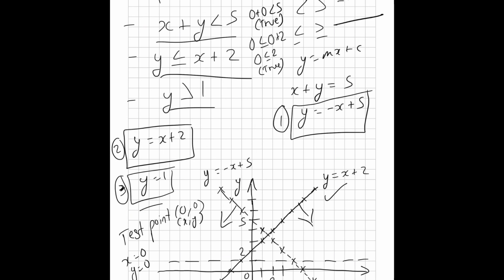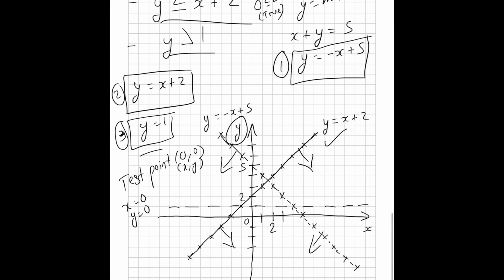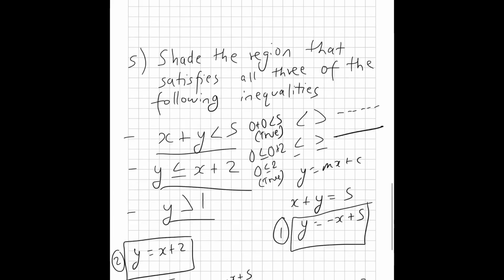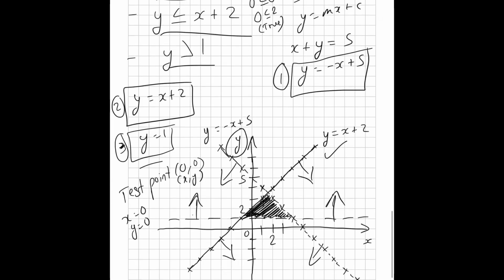Okay, and now y should be greater than 1, so you want all of the y values that are greater than 1, which is going to go upwards. Once you do that, you can see a comparison graph here, that you see this portion here, you're going to shade this portion of the triangle where it overlaps all the values. So this is the region where it satisfies all three of the following inequalities.